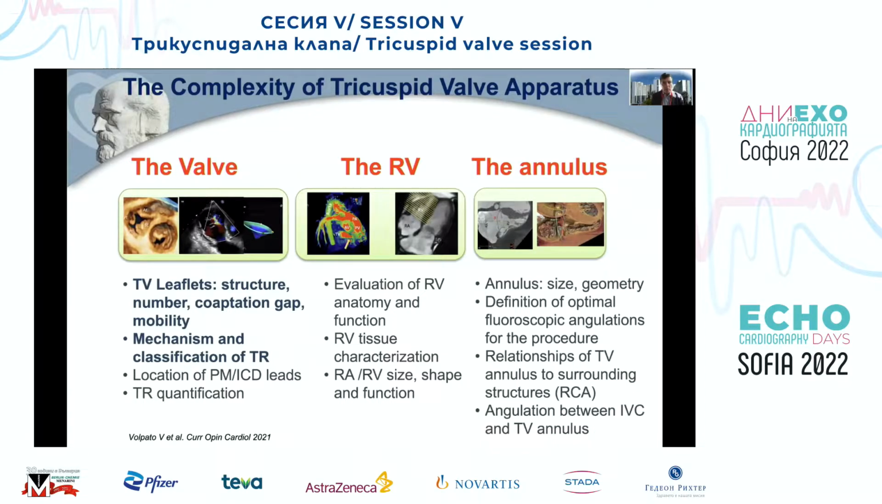But never forget, we should also look to the annulus, the size, the geometry. I think that all these things really matter because we will need to really analyze the morphology, the anatomy of the valve for decision making. But never forget what happens to the chambers, to the atrium and to the right ventricle. So we need to analyze the anatomy of the chambers, as well as the function.